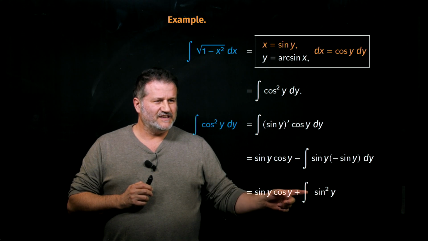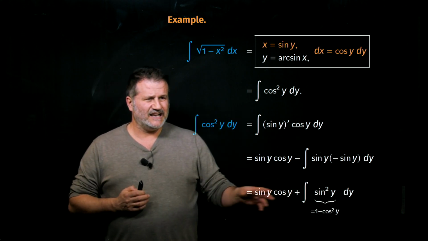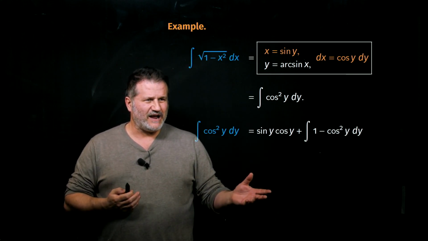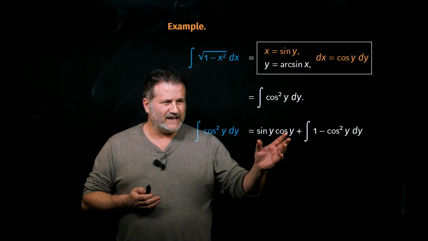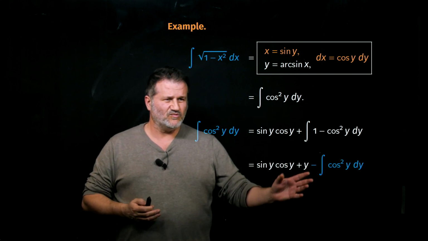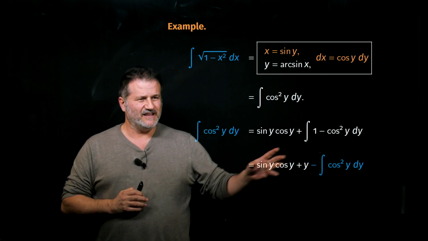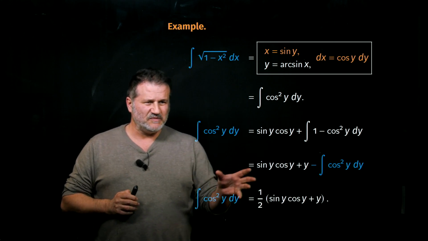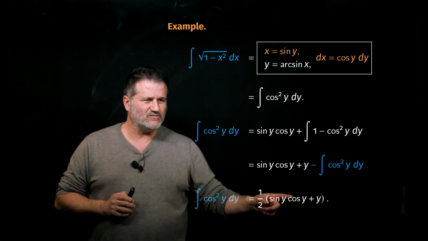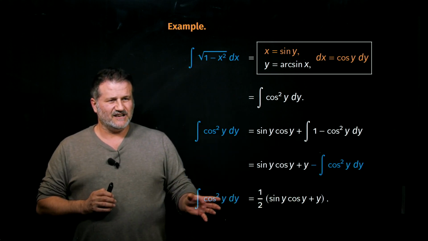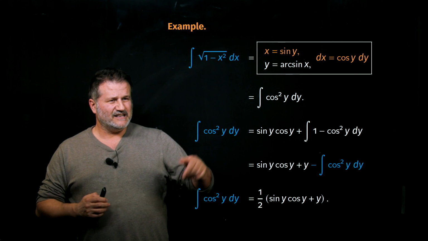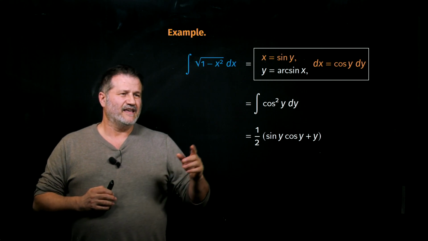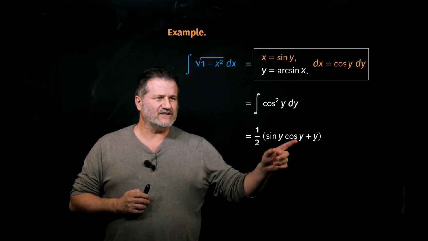But remembering the fundamental identity of sine and cosine, so sine squared is 1 minus cos squared, we can just write this as sine y cos y plus the primitive of 1, which is of course y, minus our initial primitive. Now we can use this as an equation for the primitive of cos squared and deduce that the primitive of cos squared is 1/2 of sine y cos y plus y. So this completes the calculation of the primitive, and so we can go back to the initial problem.